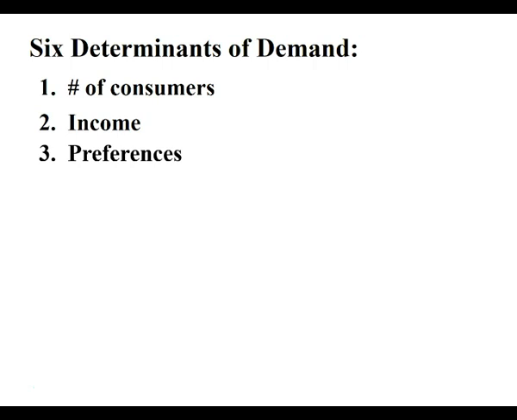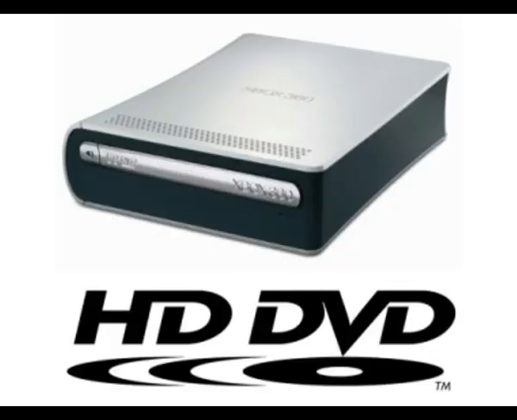Okay, number 3, preferences. Preferences is, I think, easy to understand. Preferences just refers to the number of people who want something. So back in, I think, the early 2000s, there were 2 different high-quality DVDs. So in the 90s, we had DVDs, which is a big step up from VHS. And then we had HD DVDs and Blu-rays.